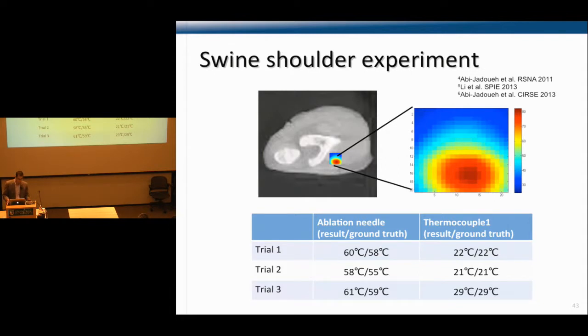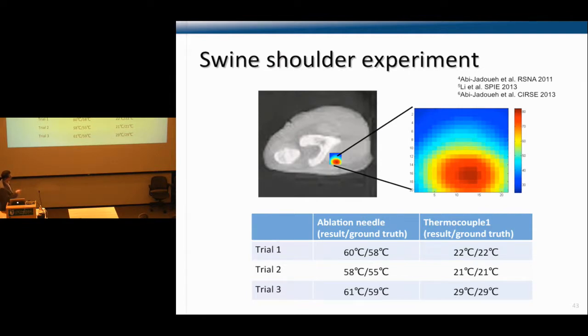We did two types of experiments to validate this method. We first did a swine shoulder experiment where we had a thermocouple and an ablation needle, and we compared the actual temperature at the tissue location with the one predicted by the thermal map. Here we saw, with 3 trials, differences of 1, 2, or 3 degrees centigrade between the result and the ground truth. So we have a pretty accurate prediction of how the heat is propagated throughout that region.